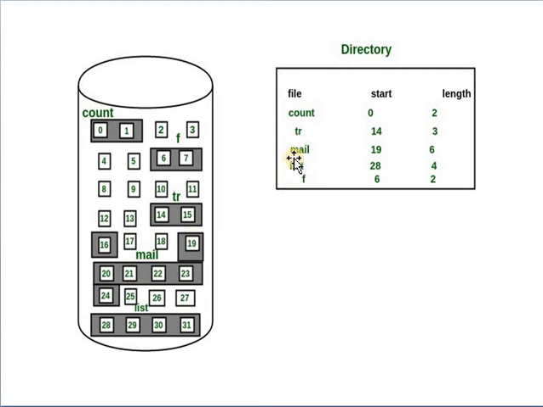Suppose there is another file, the mail file, having a starting address 19 and a length of 6. So the mail file requires a total of 6 blocks for storing the file. So the mail file is stored at locations 19, 20, 21, 22, 23 and 24. Continuous 6 blocks are allocated to the file mail. In this way, continuous allocation is done in the operating system.